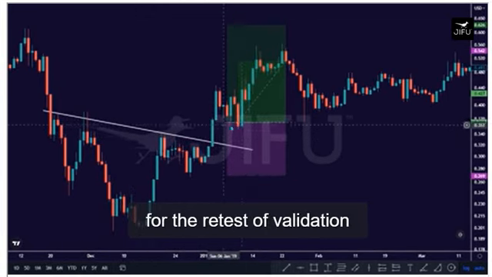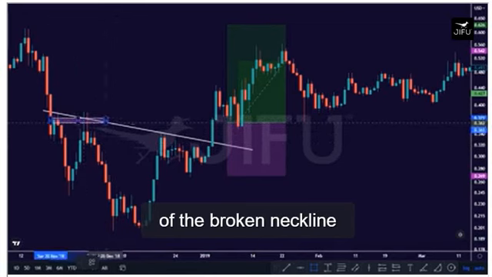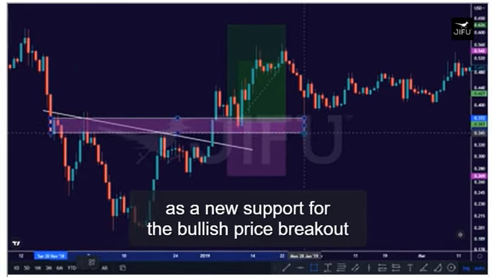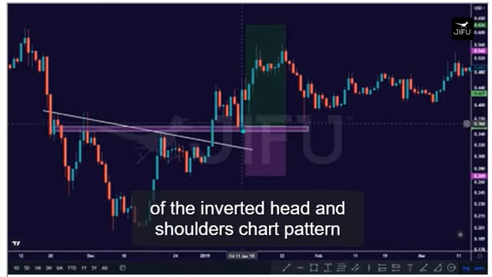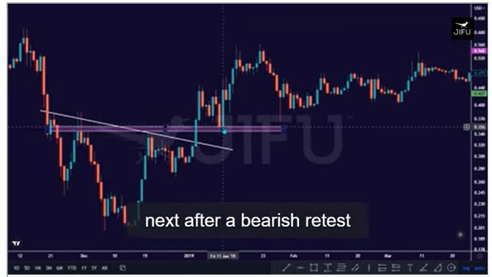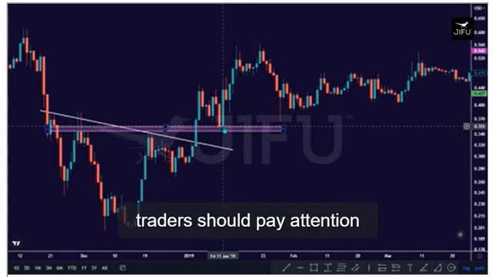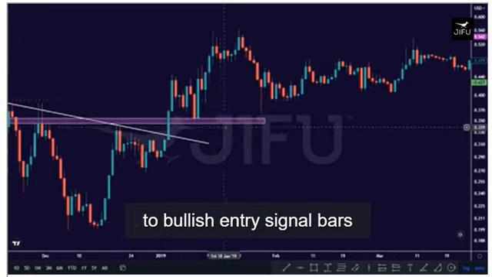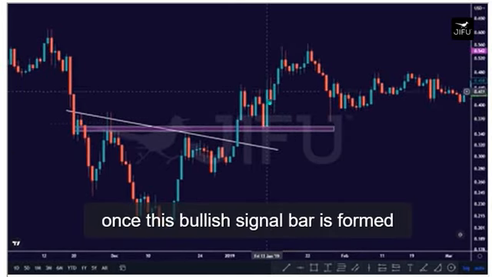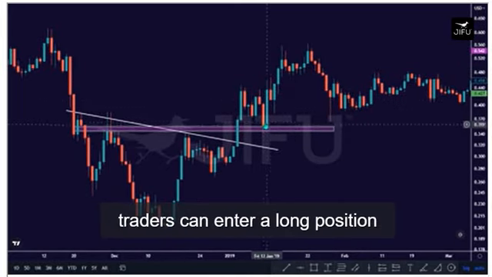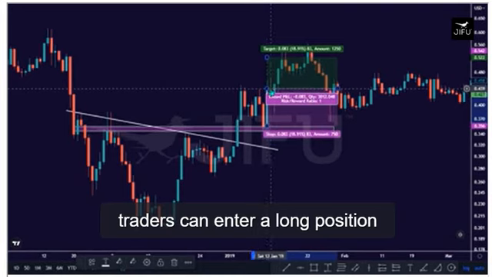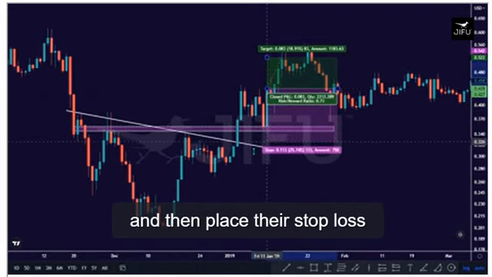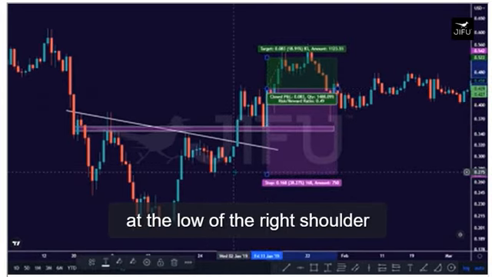Once a strong breakout of price occurs out of the neckline, the next step is to patiently wait for the retest of validation of the broken neckline as a new support for the bullish price breakout of the inverted head and shoulders chart pattern. Then next, after a bearish retest, traders should pay attention to bullish entry signal bars. Once this bullish signal bar is formed, traders can enter a long position and then place their stop loss at the low of the right shoulder.